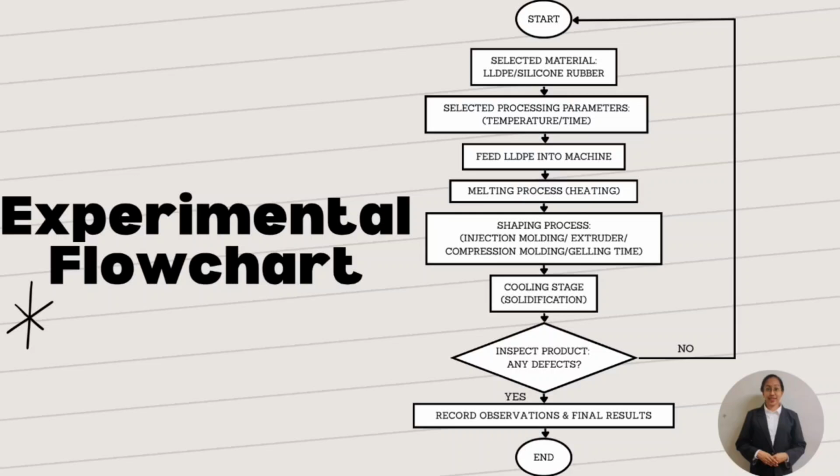After that, we inspect the final product for any defect. If defects are found, then finally we record the observations and results. At the end, if no defect is found, then the whole process will start from the beginning.